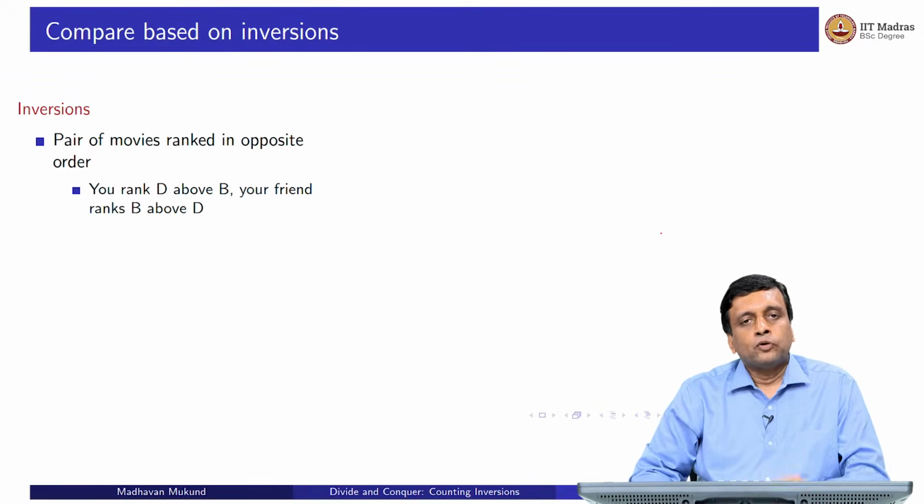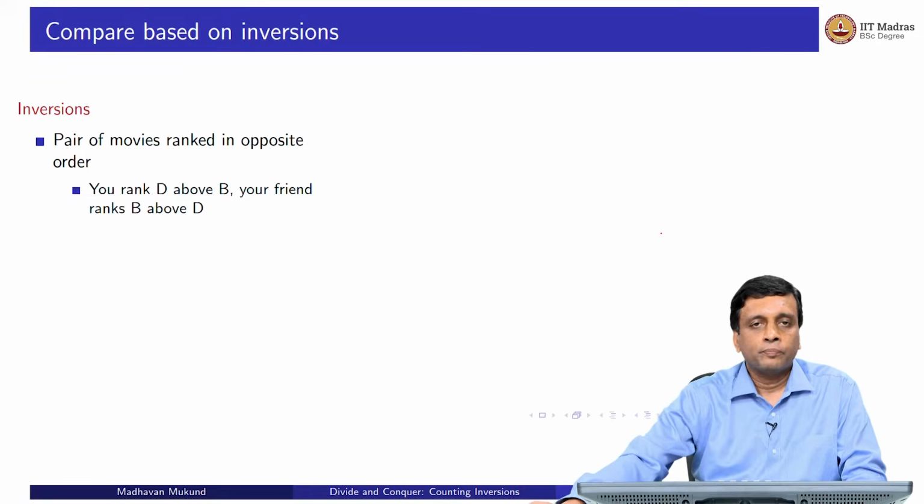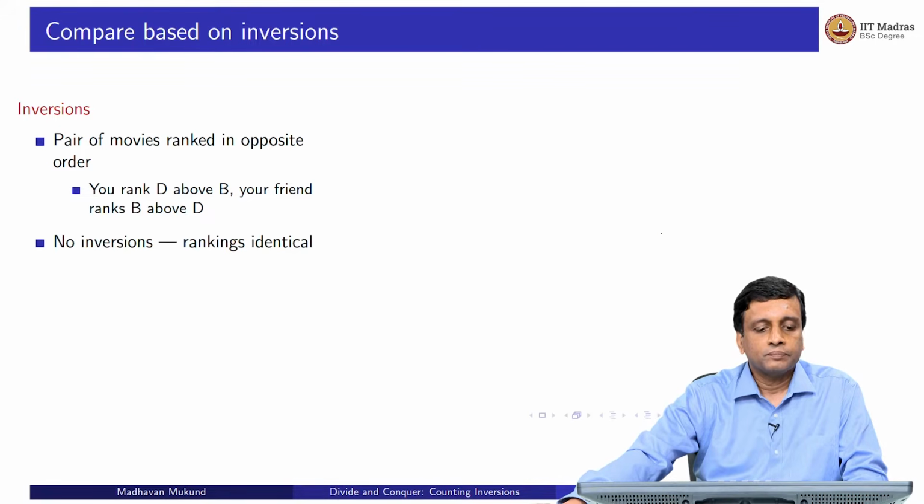So essentially what we are looking for is some measure of this disagreement, right? We are looking for these inversions in preference. So where you prefer, say, D to B and your friend prefers B to D. This means this is a pair over which your preference with respect to your friend is inverted.